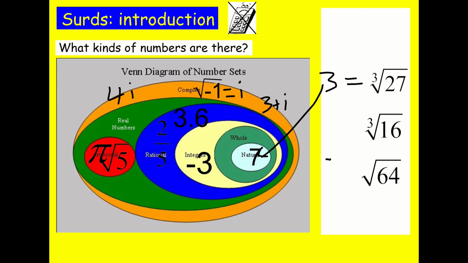Root 64 is equal to 8. That's also a natural number. So what about the cube root of 16? Actually, if you were to get your calculator out for that, I know I said no calculators, but you will see, if you work that out, that you get 2.519. And this is another irrational number.